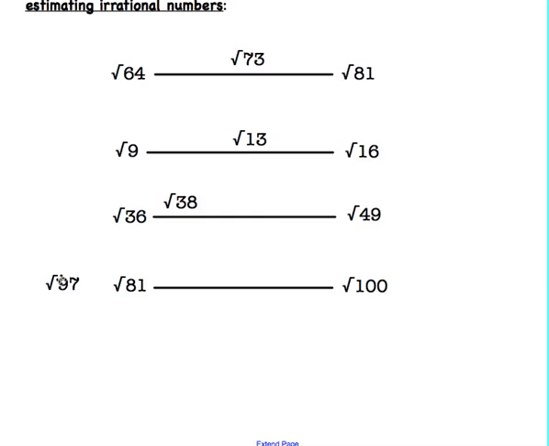And the square root of 97 is between the square root of 81 and 100. It's 16 away from the square root of 81, and it is 3 away from the square root of 100. So we're going to place it really, really close to there. And since it's really close to 10 and not 9, it's going to be about 9.8, maybe 9.9.